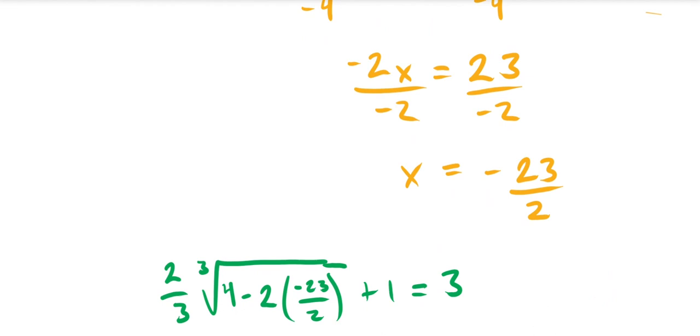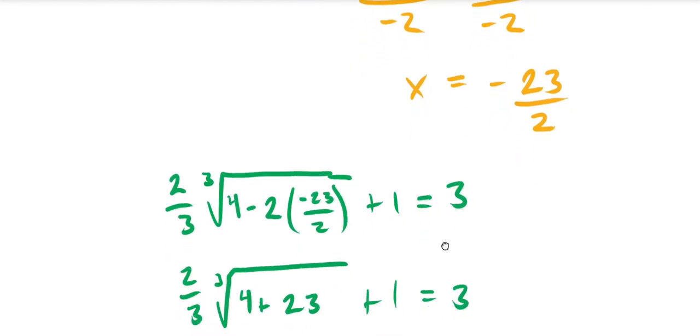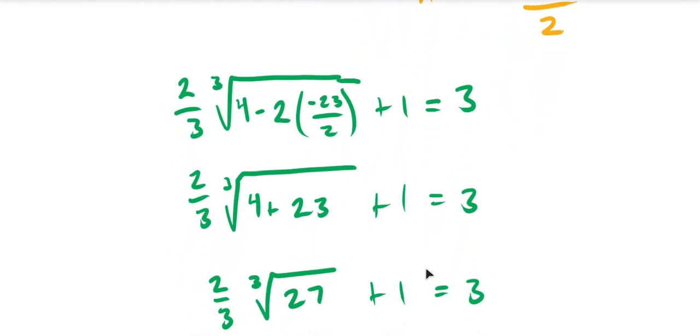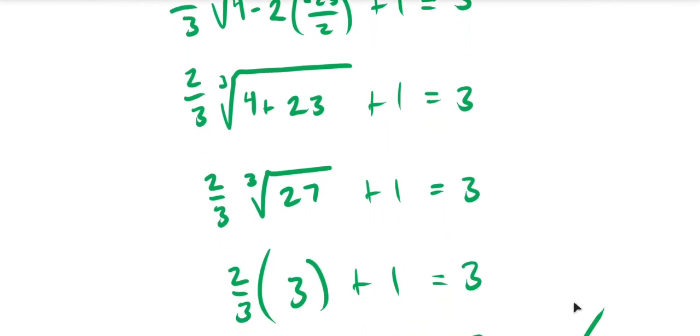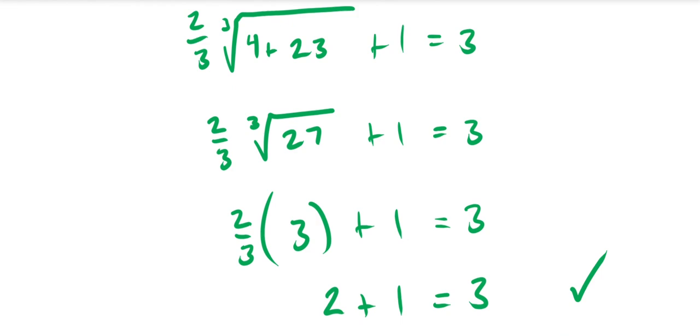Let's plug it back into the equation. So we replace x with that. Negative 2 times negative 23 over 2 is positive 23. And 4 plus positive 23 is 27. The cube root of 27, or the thing multiplied by itself 3 times, 3 times 3 times 3 is 27. So that means the cube root of 27 is 3. 2/3 of that is 2. And 2 plus 1 is indeed 3. Huzzah! This worked, actually. So negative 23 over 2 was the answer.